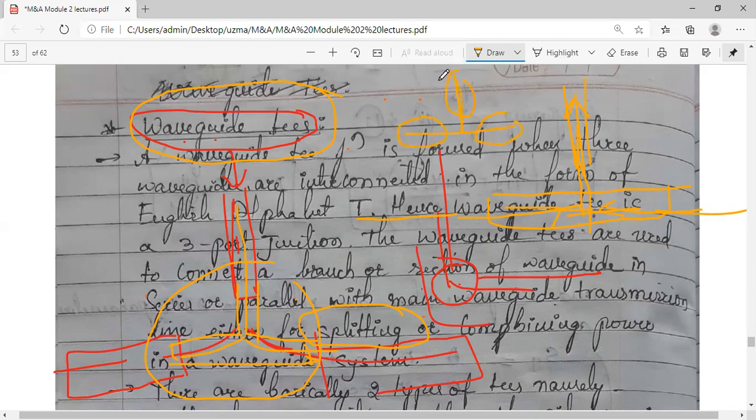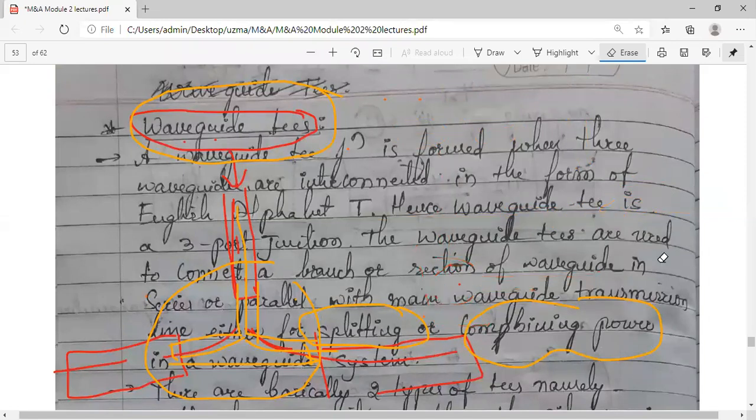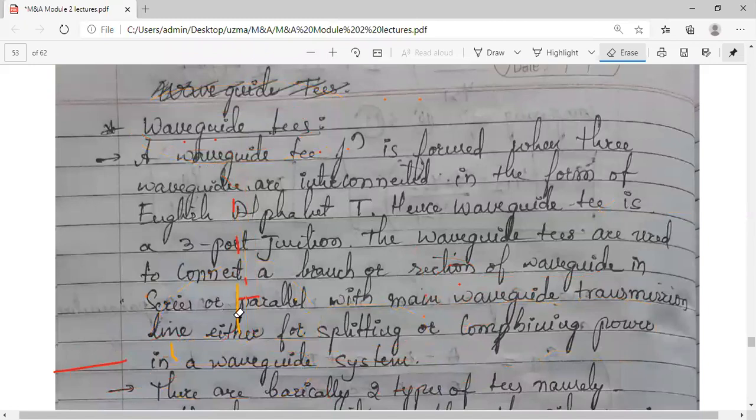So whatever the upper arm is there, the power coming from both sides, the LHS and RHS, both are combined and enter here. So a waveguide T can also be used for combining the power. Basically, the advantage of using a waveguide T is it can act as a power splitter or it can be used as a power combiner. Okay, so this is the introduction I have given you about the waveguide T's.